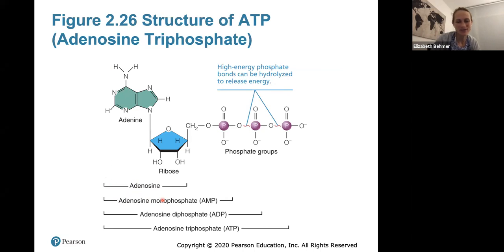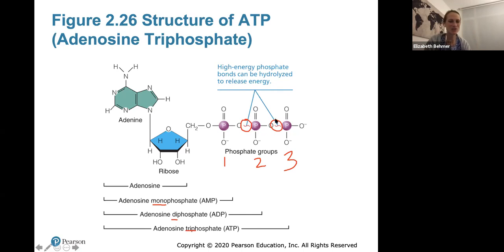Adenosine monophosphate is made up of one phosphate group, so it has the bracket around the first phosphate group. Adenosine diphosphate is made up of two phosphate groups. And then adenosine triphosphate is made up of these three phosphate groups all held together. Why ATP is so important for creating energy in the cell is that these high-energy phosphate bonds, which I'm circling here, can be hydrolyzed or broken apart to release energy.